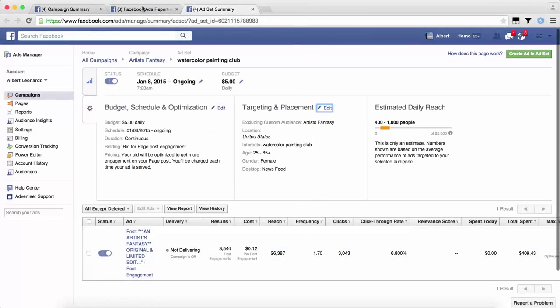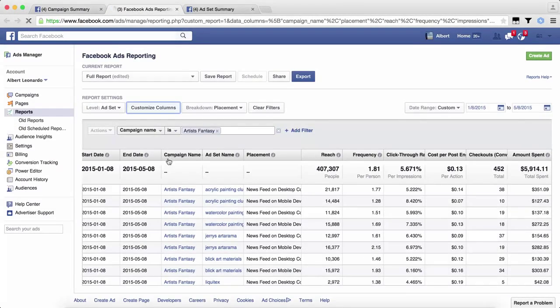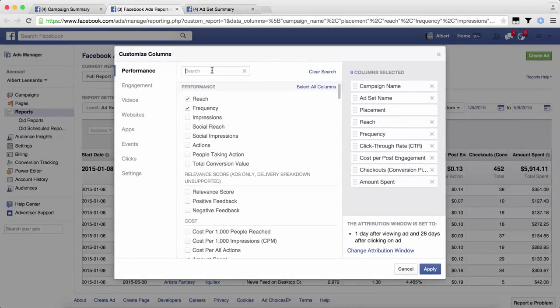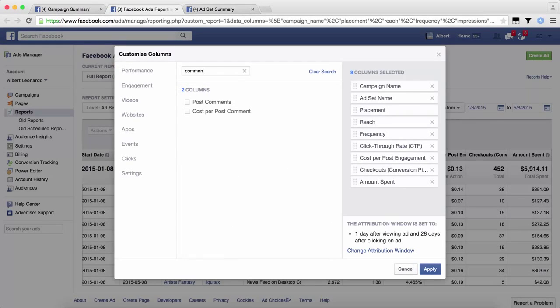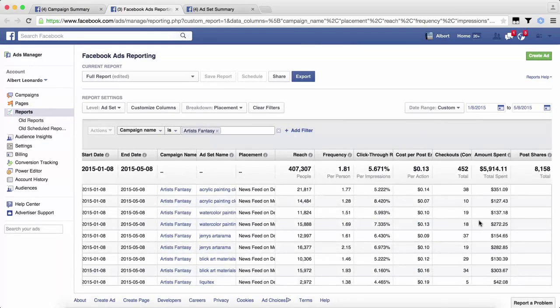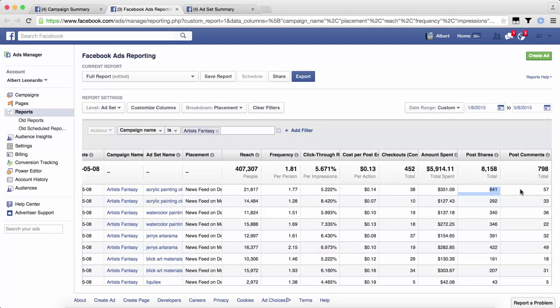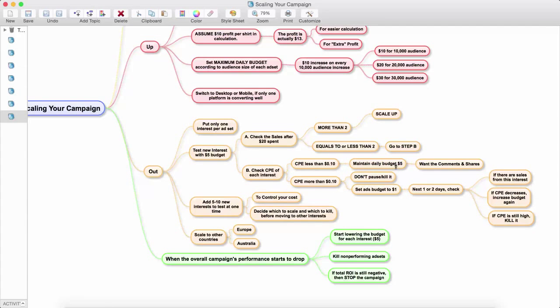So when you go to the Facebook ads report, you can add the columns here for comments and shares. Alright, so this is the number of shares and comments. Because even though there are no sales, if the CPE is very cheap and you find that there are a lot of comments, it means that maybe they will tag their friends. If there are a lot of shares, then you might want to let it run for a while.